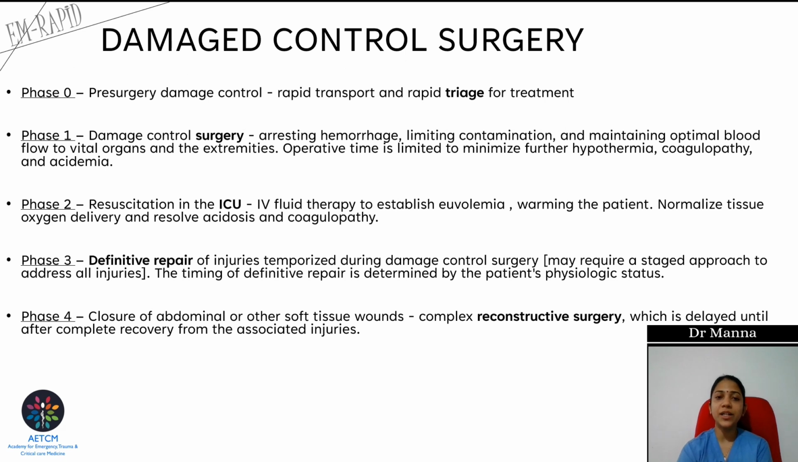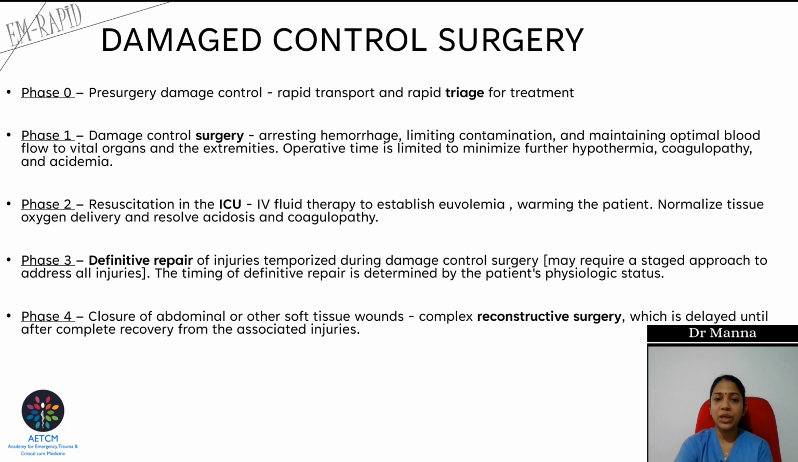Next, we will talk about damage control surgery. First we have discussed balanced resuscitation. Then we have discussed hemostatic resuscitation. Now we will talk about damage control surgery. So damage control surgery involves 4 phases.